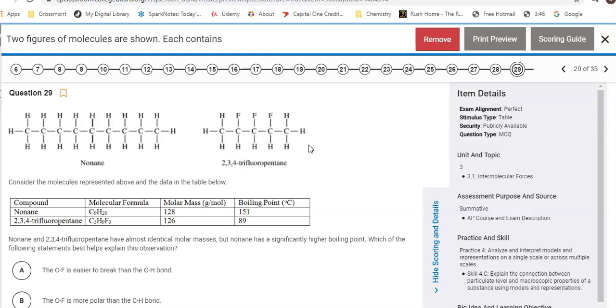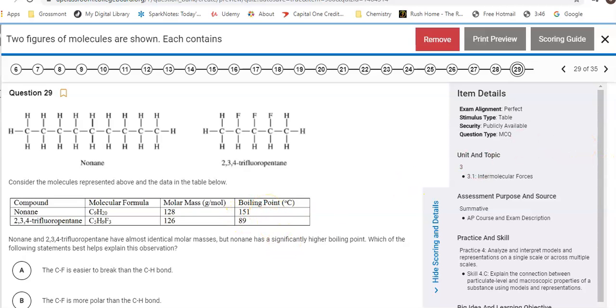And here's the moral of the story. If you have a big enough nonpolar molecule, a really big hydrocarbon like nonane, it can actually have stronger London dispersion forces, because that's all nonane can have, it's nonpolar, than something that's polar. So that one tricked me, and it shouldn't have if I'd read the chart here, because it's telling you nonane has a higher boiling point.